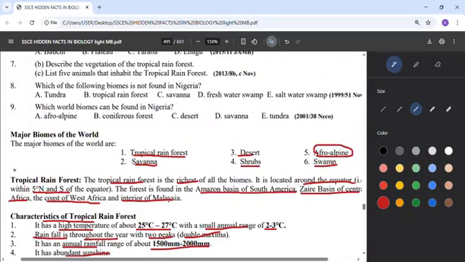The major biomes of the world. We are done with the local biomes. So here we are entering the major biomes of the world. So in this biome, we have tropical rainforest, we have deserts, we have savanna. We also still have shrubs and swamp, and then Afro-alpine. So these are the things we can see under the major biomes of the world.